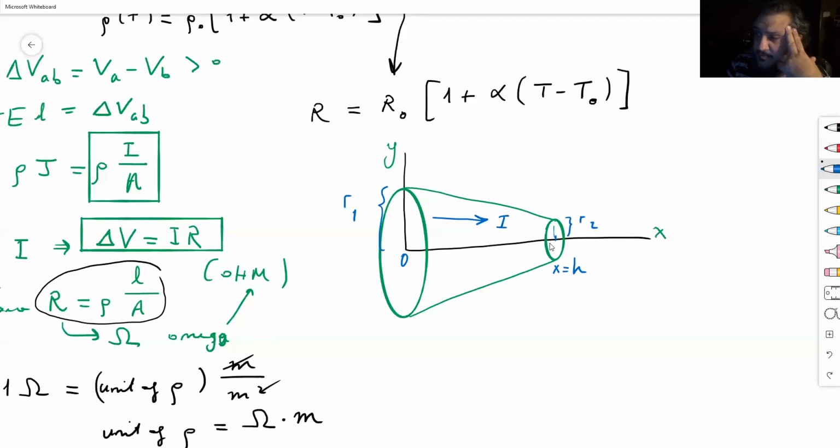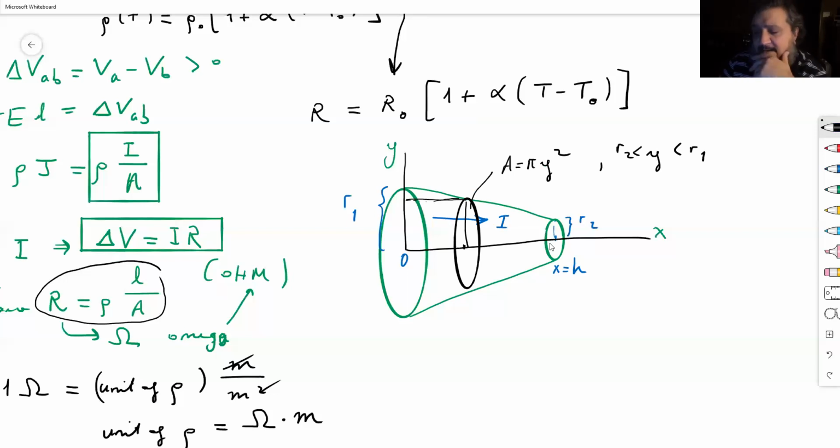So we better work with differential arguments like we always do in this type of problem. So I'm going to take an arbitrary x here. At that point, the radius will be y, whatever the y value is at that point. So the area now becomes pi y squared, where y is a number between R2 and R1.